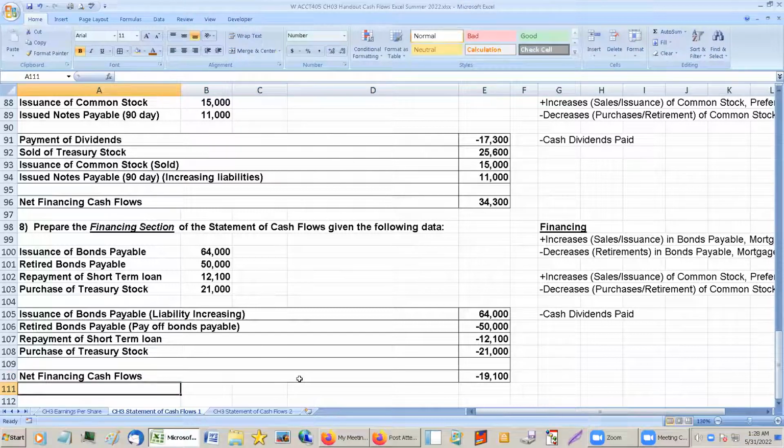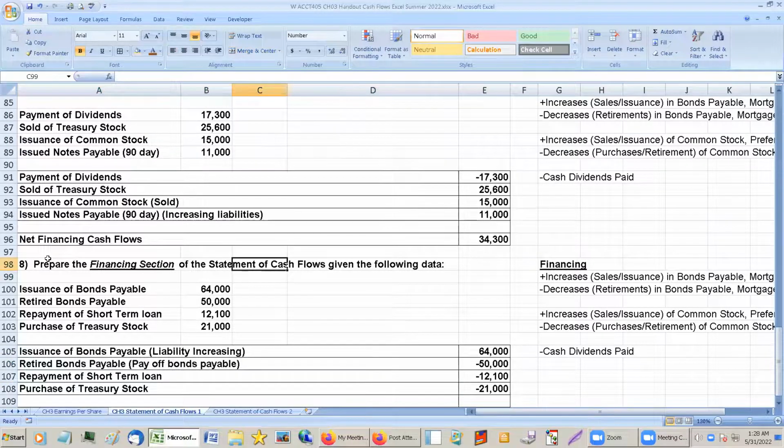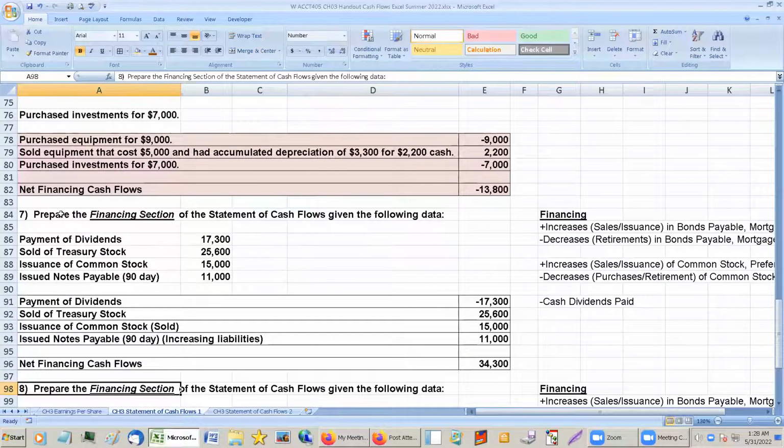Okay. So these are the three sections. I know they're confusing. We just kind of ran through these.